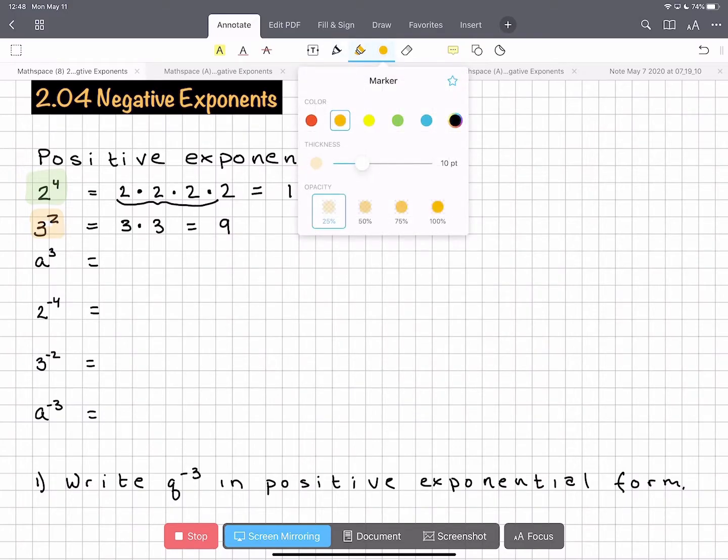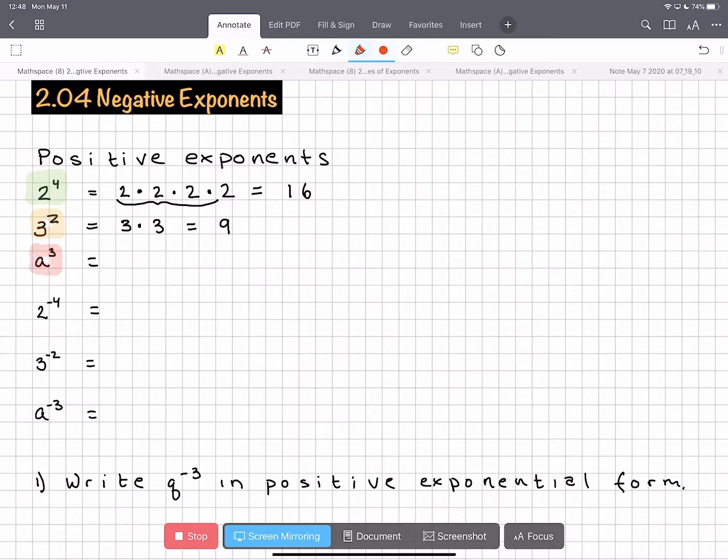Algebraically, in something like a to the third, I'm going to take the a and I'm going to multiply a by itself 3 times. So this is a times a times a. And we're going to leave it like that in expanded form because we don't know what a is. So we can't do anything else with it.